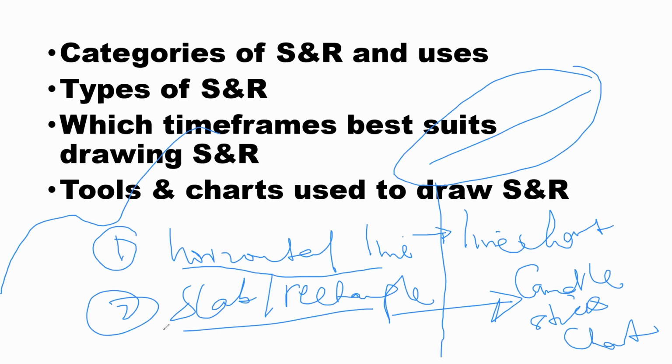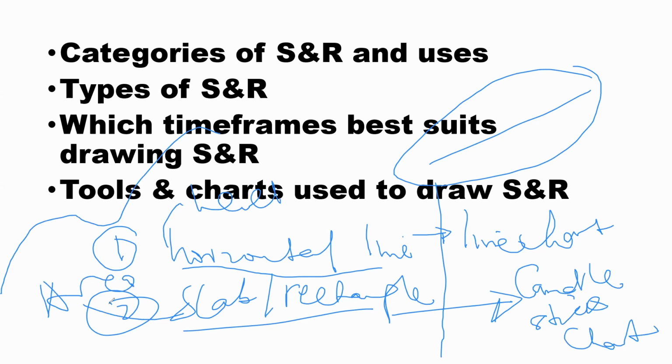Most traders don't know this, but we're using the slab so that we're able to mark an area. Remember, we say that it's either a level or an area. The level is drawn using the horizontal line. This one gives you the level, but the area is given to you by the slab or the rectangle tool.